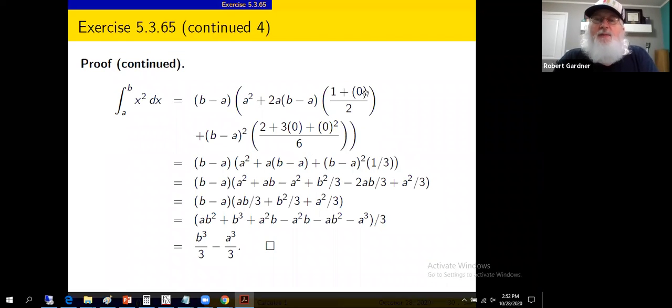So evaluating those limits, we pick up the zeros, simplifying the arithmetic. The following algebra is correct. I leave it to you to pause the video and read through it in detail if you so desire. But the algebra is correct and not complicated, a little tedious, but simplifies down to b cubed over 3 minus a cubed over 3 like it was supposed to. So to integrate x squared from a to b, we get this quantity here.